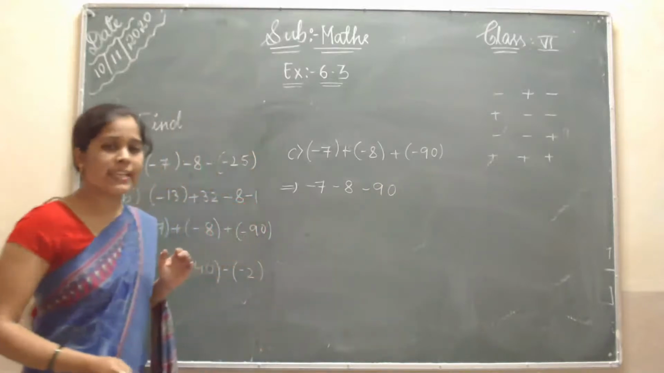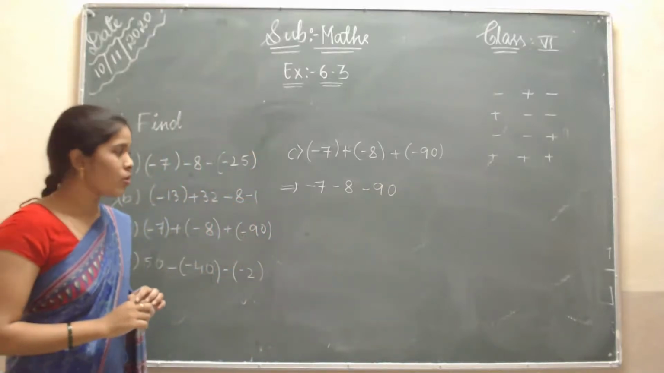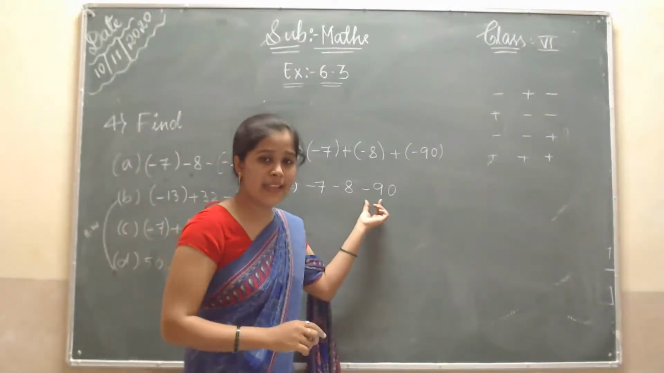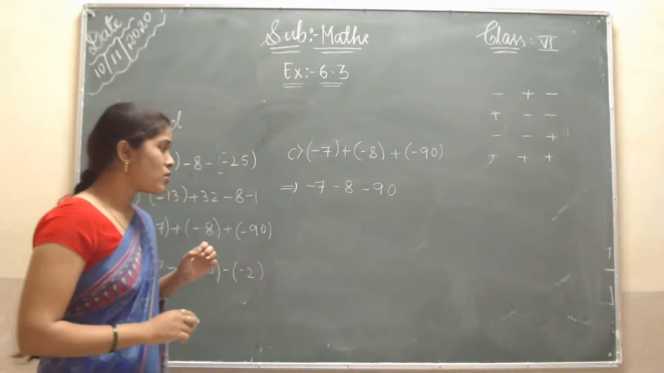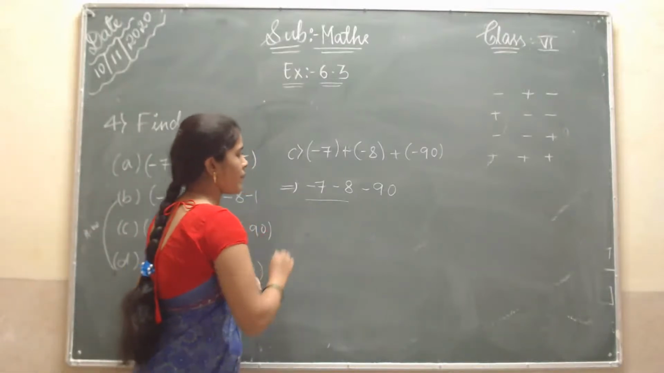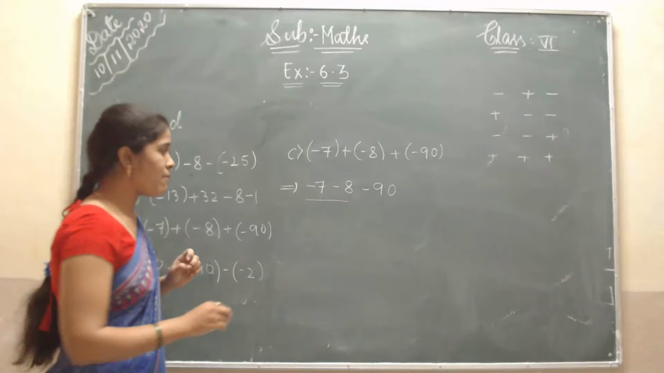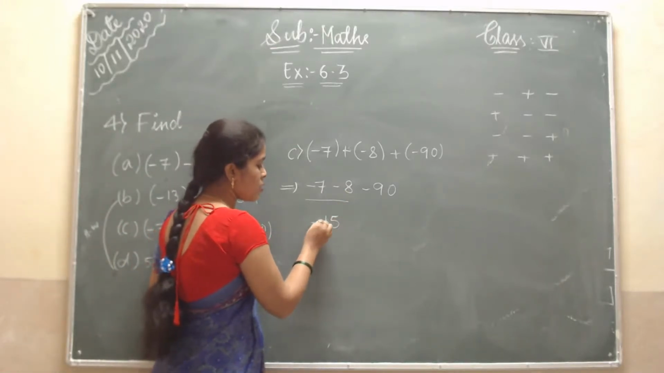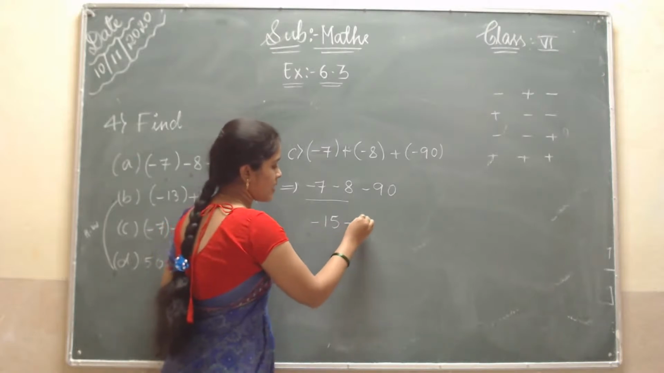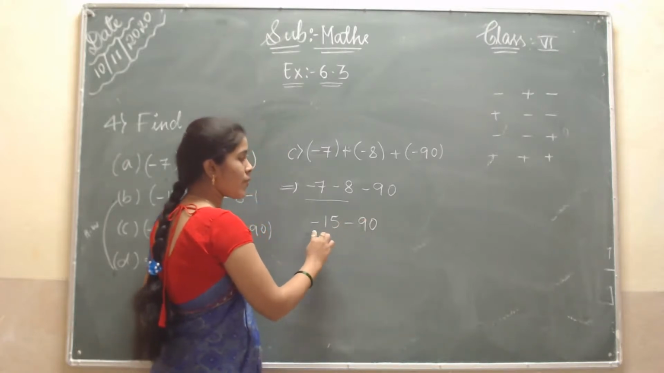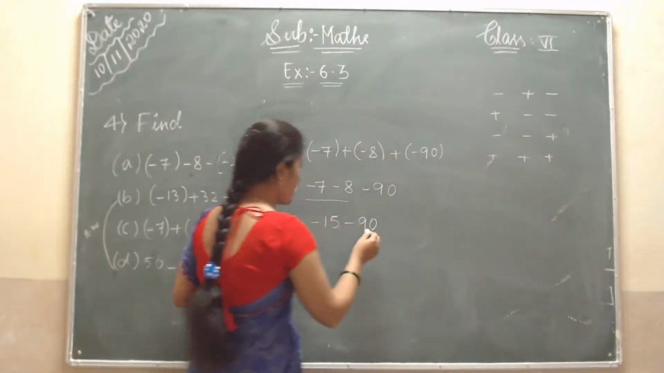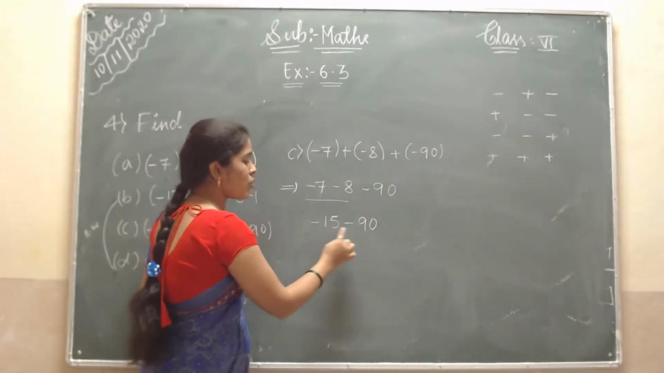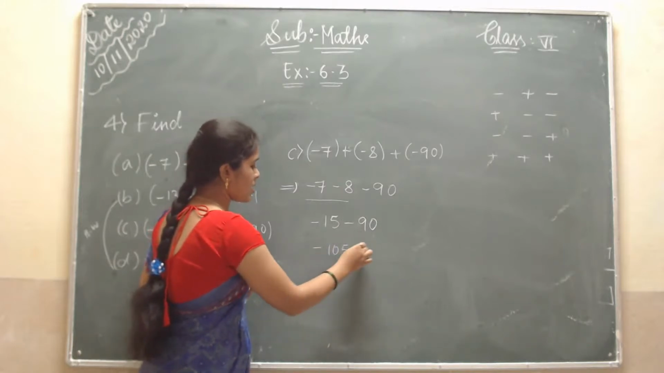So all integers are negative. Minus 7 is also a negative integer, minus 8 is also a negative integer, minus 9 is also a negative integer. First we will take these two. Minus minus plus, 8 plus 7 is 15. The greater number is 8, so minus 15. Minus 90 keep as it is. There are two minus signs, so minus minus plus, 90 plus 15 is 105. In these two integers, 90 is greater, so minus 105.